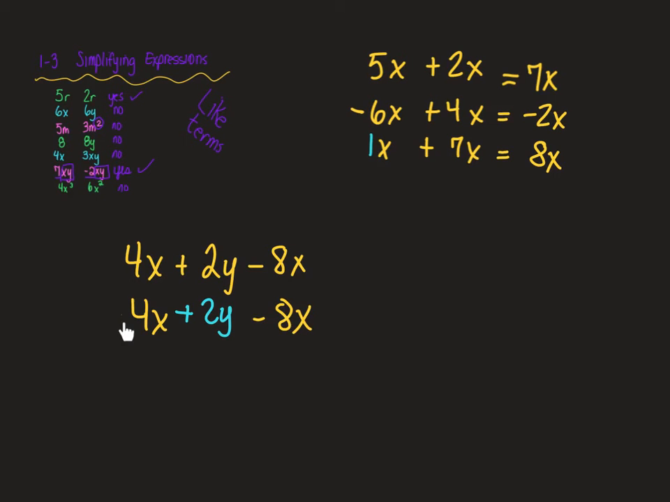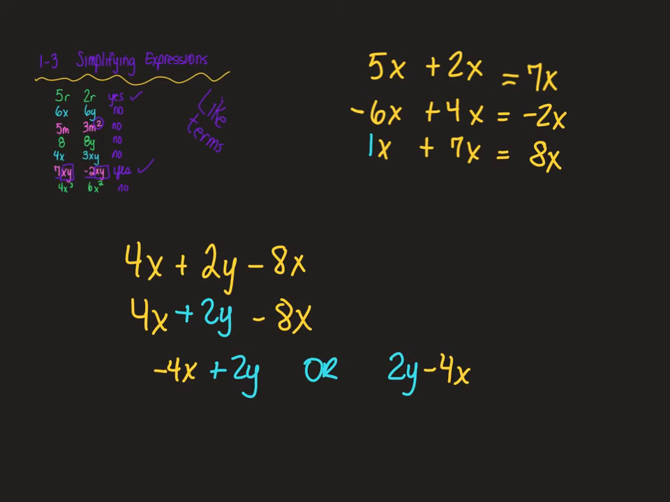Now that I've got it color coded, let's deal with all of our yellow stuff. So I have 4x minus 8x. 4 minus 8. 4 apples minus 8 apples. So I've got negative 4x. 4 minus 8 was negative 4. And I don't have any other blue, so I write plus 2y.